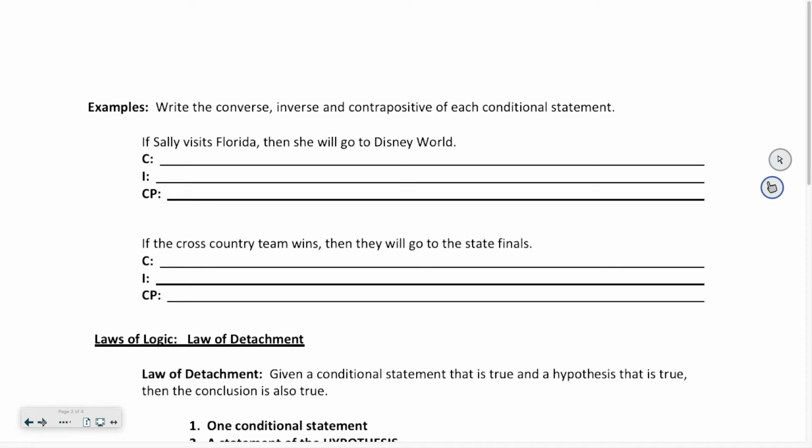If Sally visits Florida, then she will go to Disney World. Is that a true statement? Not all the time. Not necessarily. You can go to Florida and go to Destin, right?